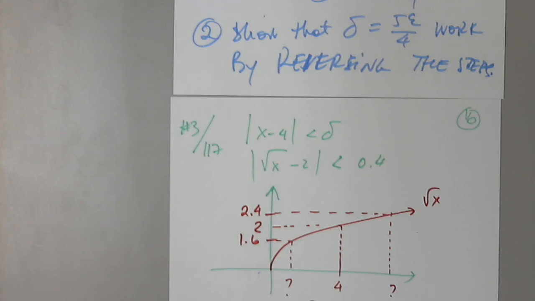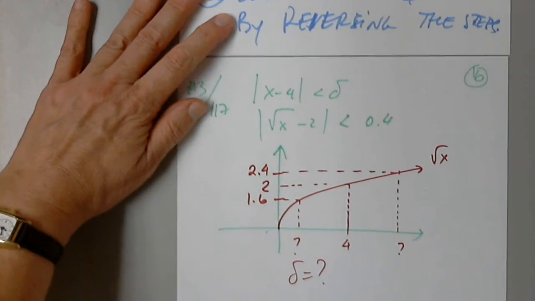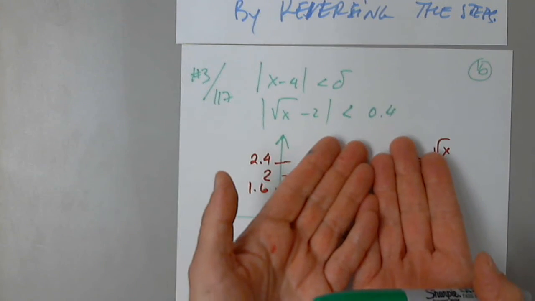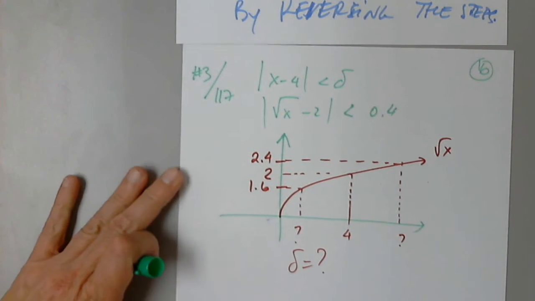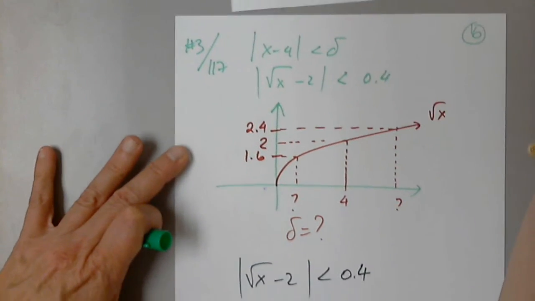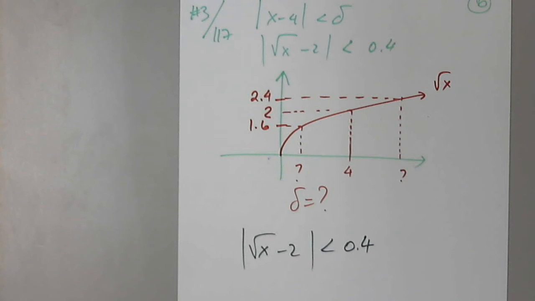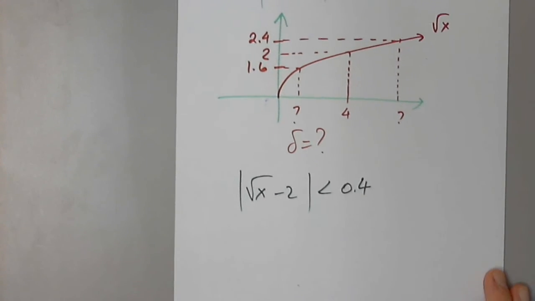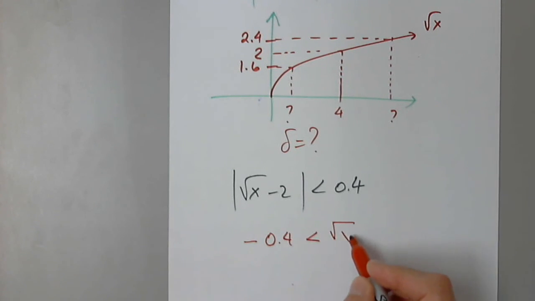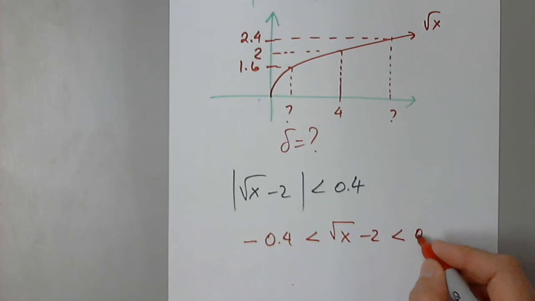Okay, so we start like we normally do. Where? From the end. Function minus L less than epsilon. That's where our starting point is. So the absolute value of the square root of x minus 2 less than 0.4. How do I solve this absolute value inequality? Anyone remembers what to write next? Yes, please. Negative 0.4 less than the square root of x minus 2, less than 0.4.